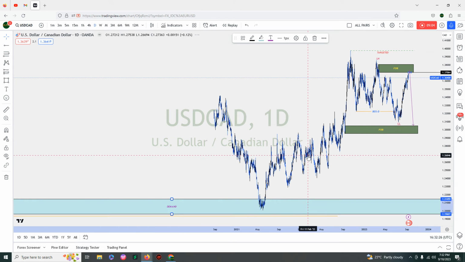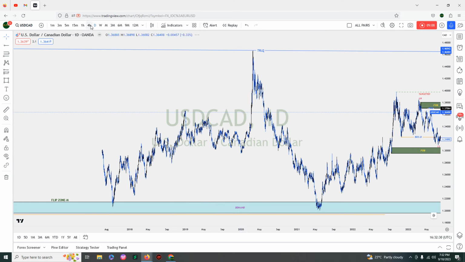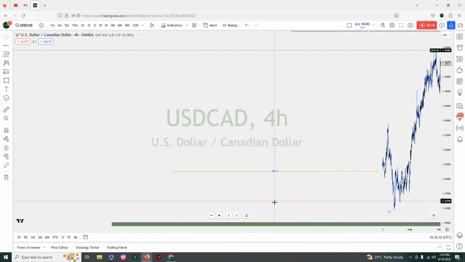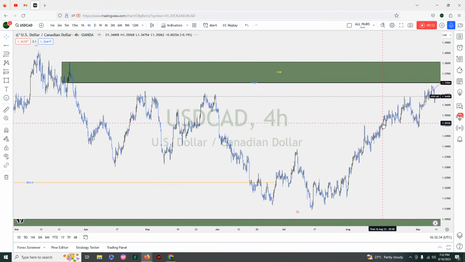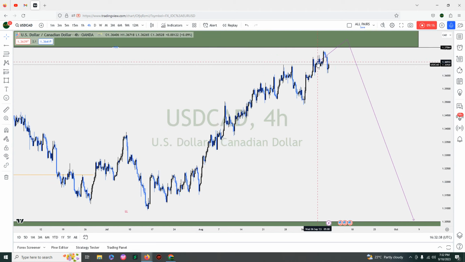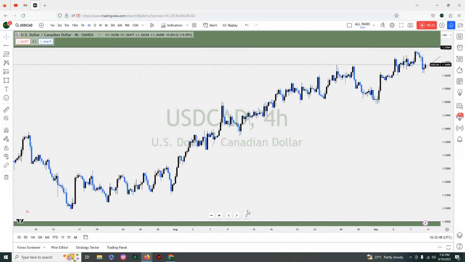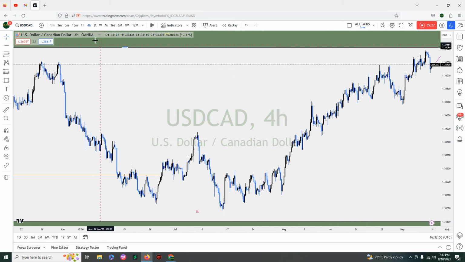So what am I looking at? Let's go to the 4 hour. On the 4 hour time frame, we still have a valid setup. So we are waiting for this to happen. And then once it comes to this region, we look for sell setup. So this is my analysis for USD Canadian.